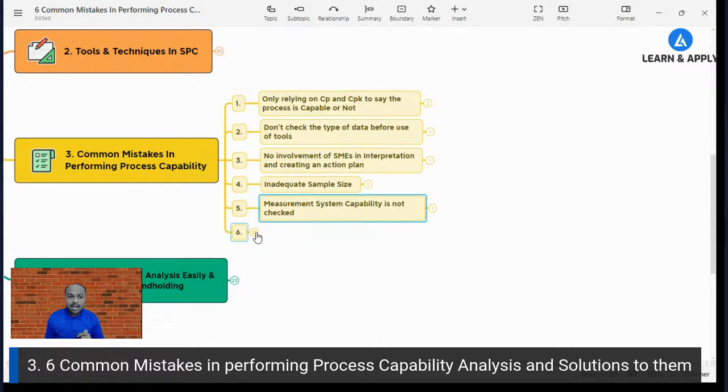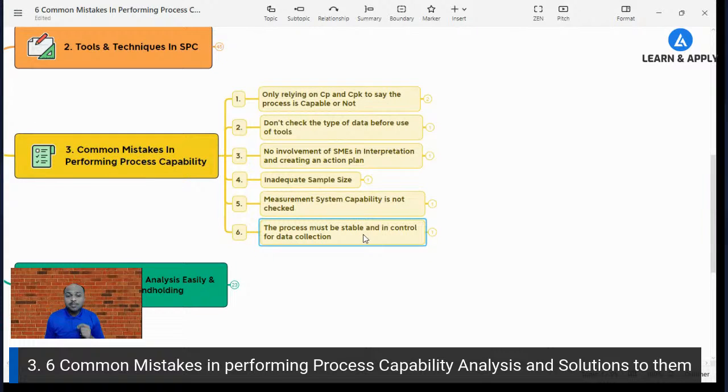Now, the last mistake that I had seen, that people are performing the process capability analysis as a part of a sequence, but the process must be stable and in control for data collection. That means we must calculate the process capability only when our data is stable and in control. If our process is not under control, if you can remember the meaning or the importance of statistical process control, which I explained during the introduction part, the triangle: monitor, control, and improve.